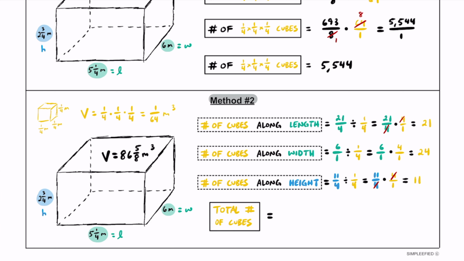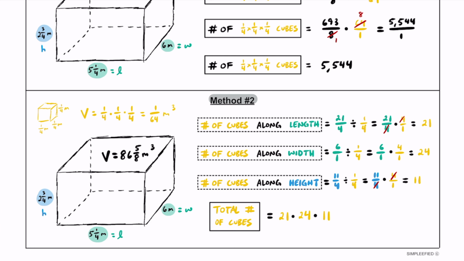So how would we use these three numbers to figure out the total number of cubes? Well, it looks like along the bottom we could fit 21 across the length, and then we can also fit 24 across the width. So if we multiply 21 by 24 here, that'll tell us how many are on the bottom layer of this prism, but then we're going to have 11 layers of this.